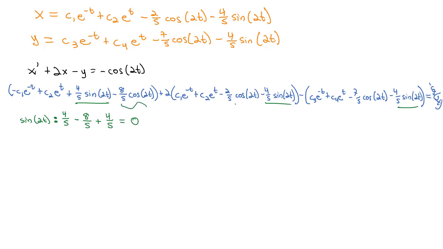Let's look at what happens with the cosines when we do the same exact thing. On the cosines of 2t, looking just at the coefficients, we have negative 8/5. Distributing the 2 through, 2 times negative 2 is negative 4/5. And distributing the negative through, a negative and a negative makes a positive 7/5. Well, negative 8 minus 4 is negative 12, plus 7 is negative 5. So I have negative 5/5, which reduces to negative 1. And notice on the other side of the equation, as squeezed in as it is, we have negative 1 of these cosine of 2t's.